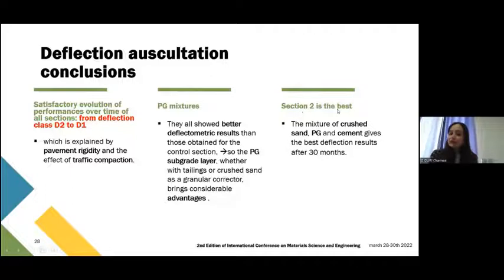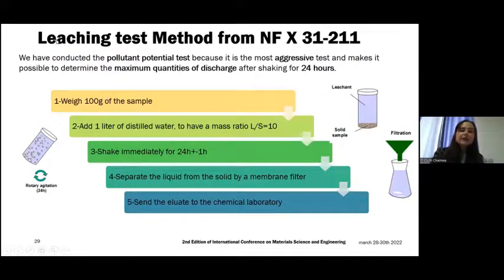Section 2 is the best. It's the mixture of crushed sand, phosphogypsum and cement. It gives the best deflection results after 30 months. Now, leaching test.